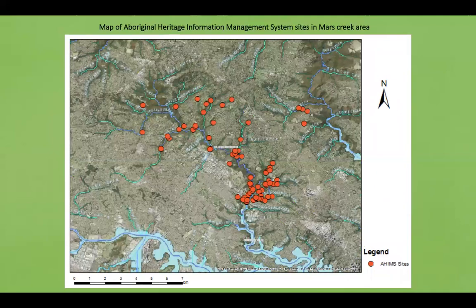And this is a map of the Aboriginal Heritage Information Management System sites in the Moss Creek area, which contains over 6,000 records relating to Aboriginal culture and heritage. And these sites are largely along the creeks.